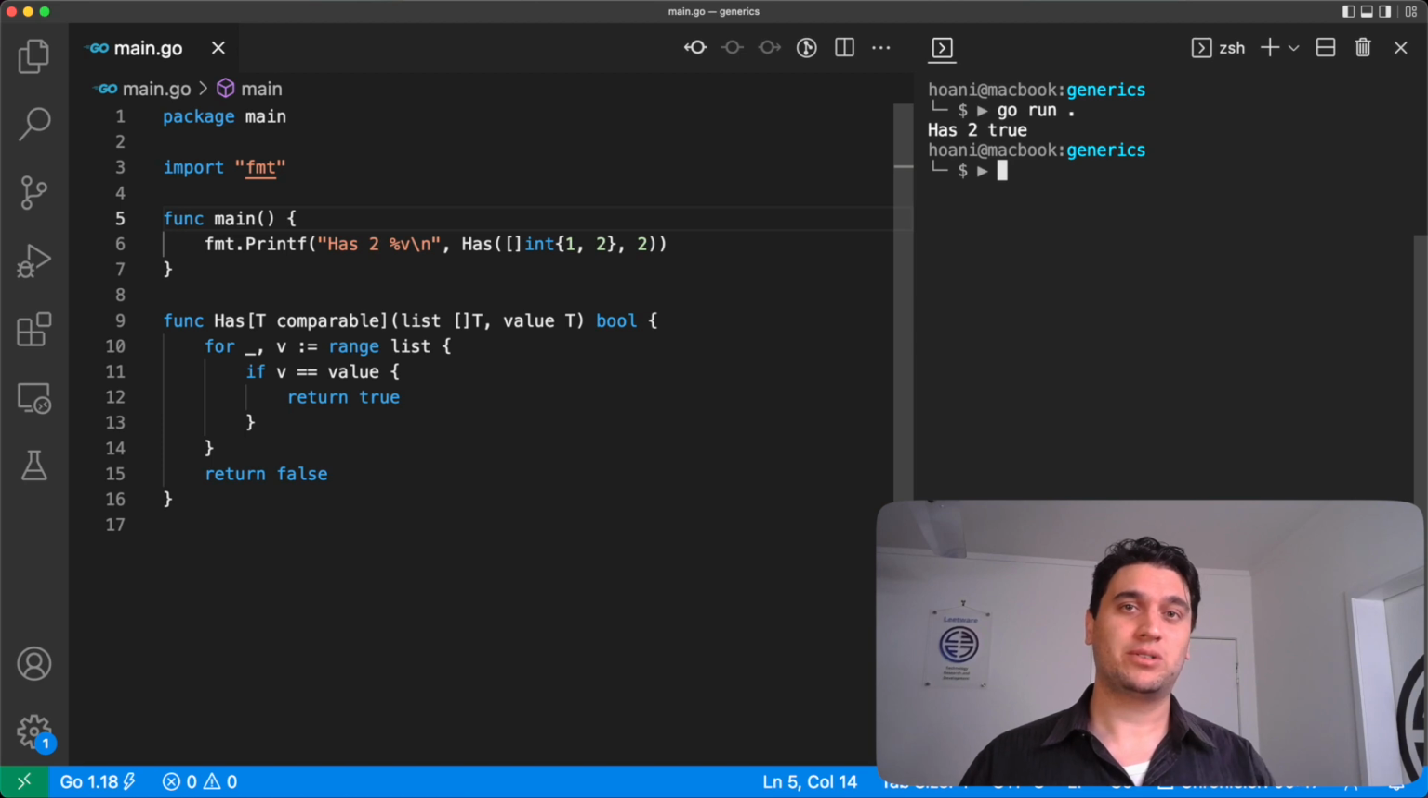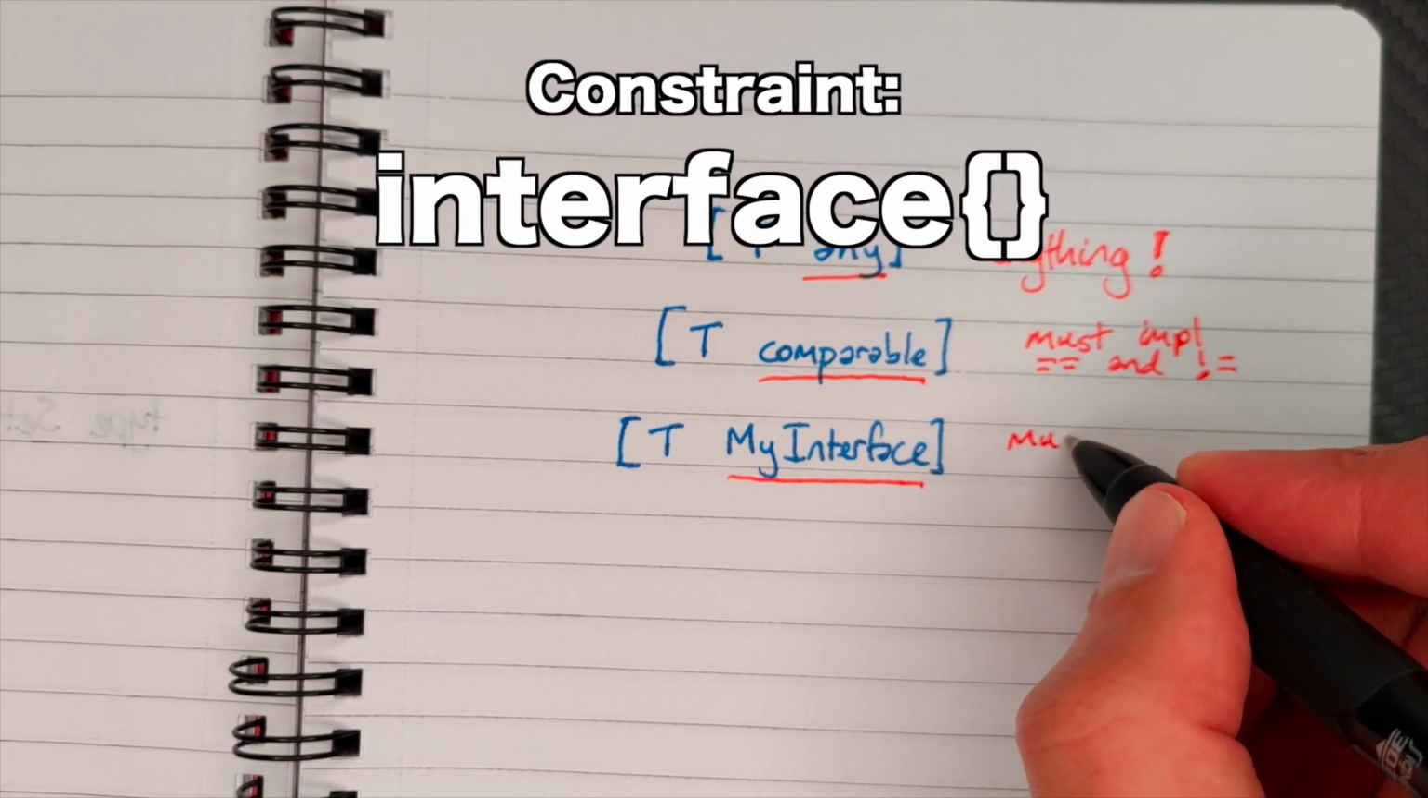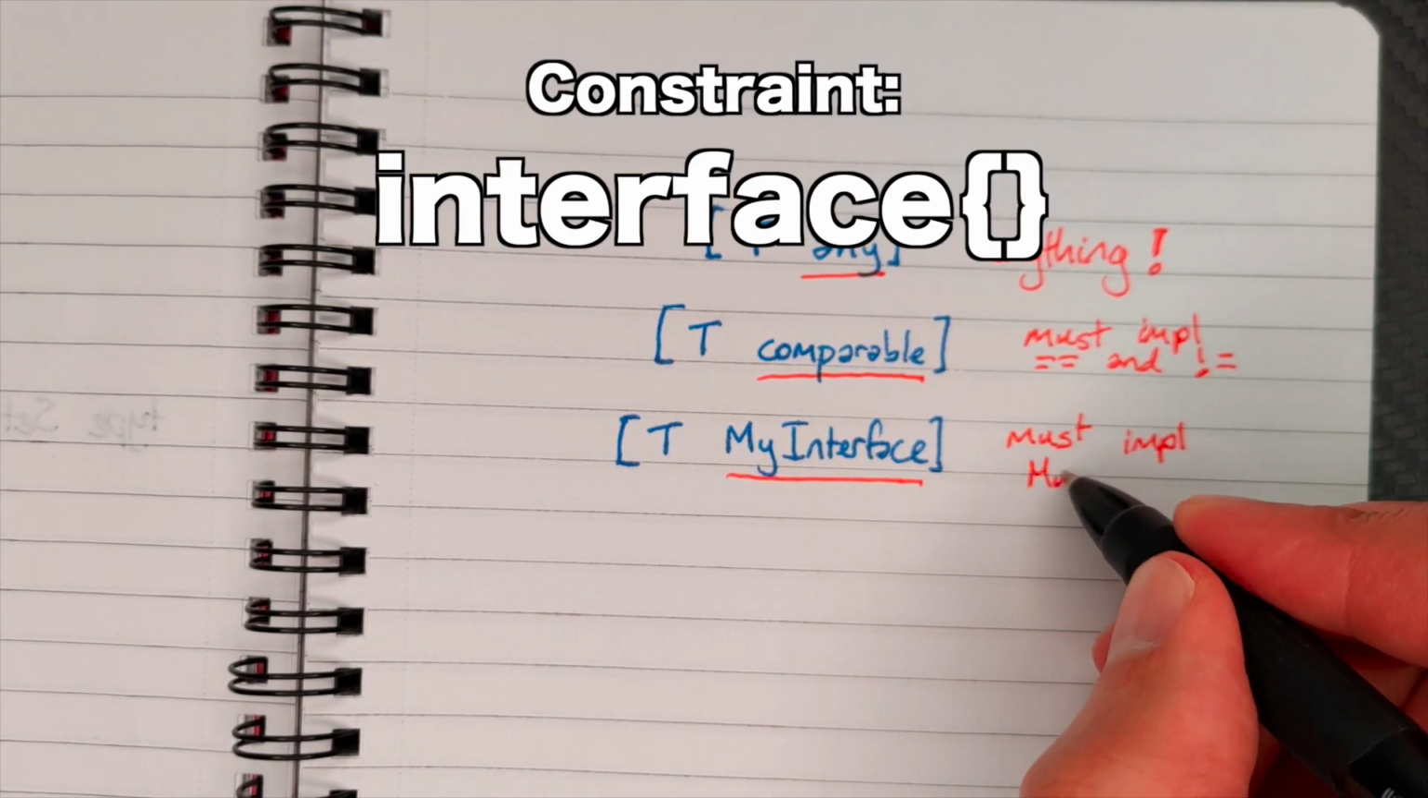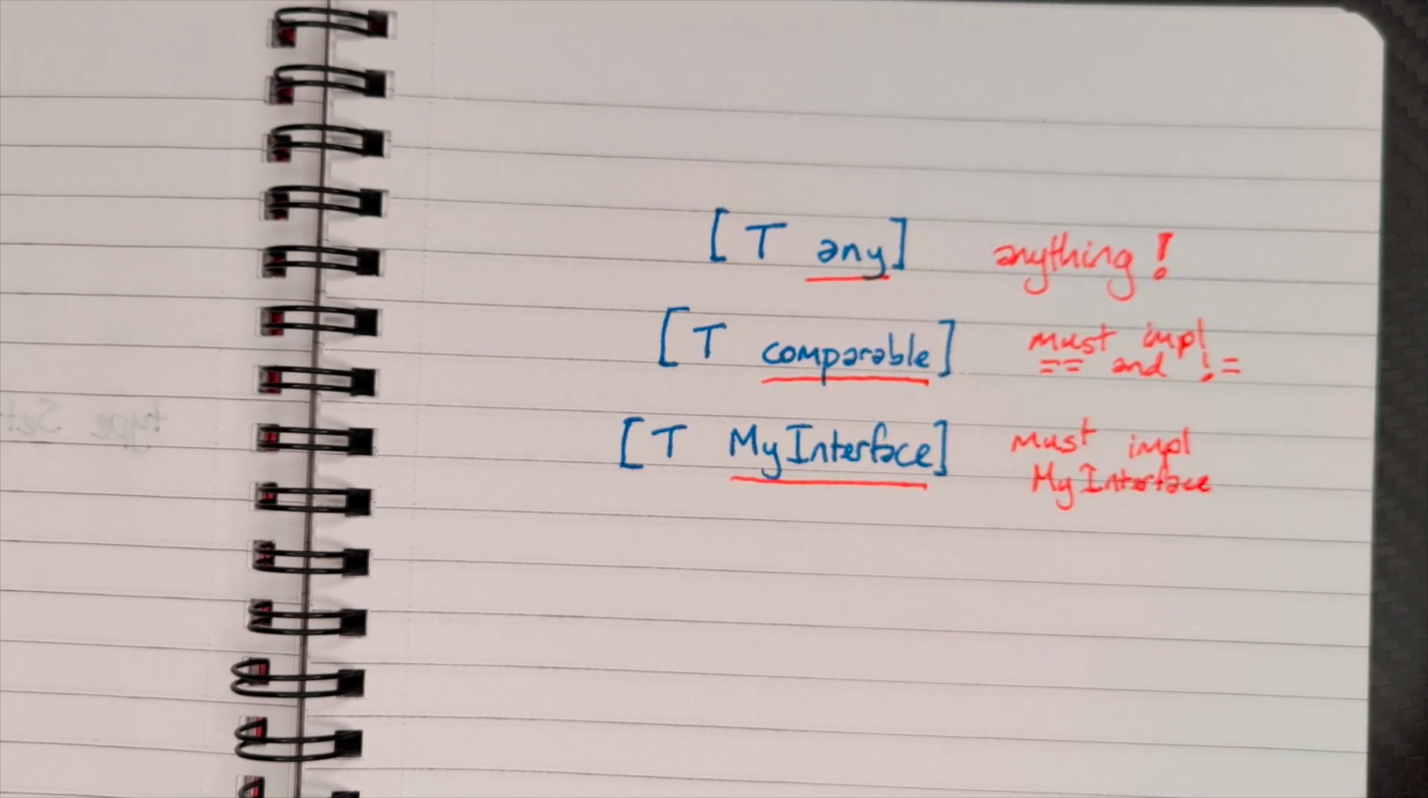So the comparable constraint works with a bunch of different types: floats, integers, strings, booleans, and any structs that are only composed of other comparable types, as well as a few others. The next constraint I want us to take a look at is the interface. Go interfaces can be used directly as constraints in our type parameter lists. Allow me to demonstrate in code.